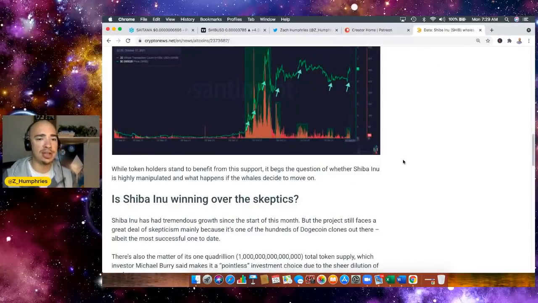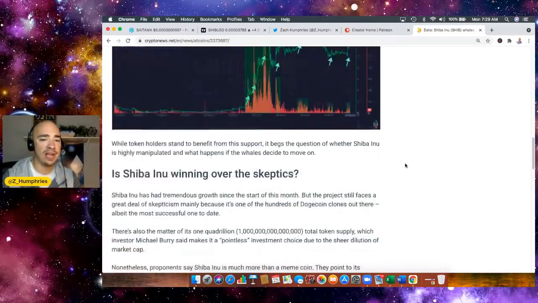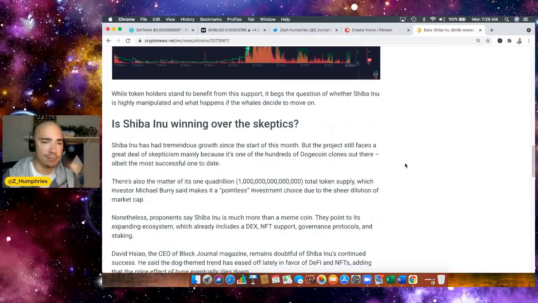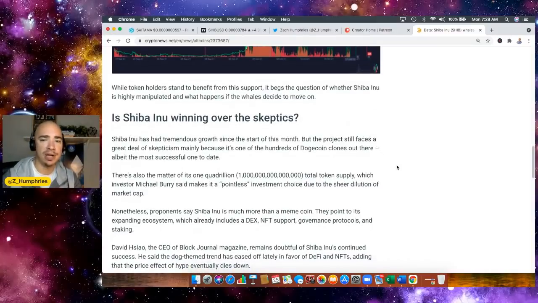Now, while token holders stand to benefit from this support, it begs the question whether SHIB is highly manipulated and what happens if the whales decide to move on. Is Shiba Inu winning over the skeptics? Well, SHIB has had tremendous growth since the start of this month, but the project still is facing a great deal of skepticism.